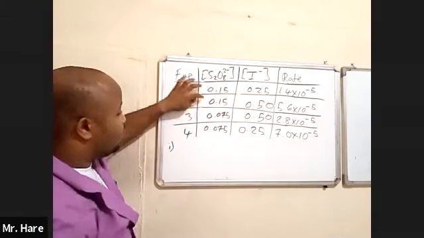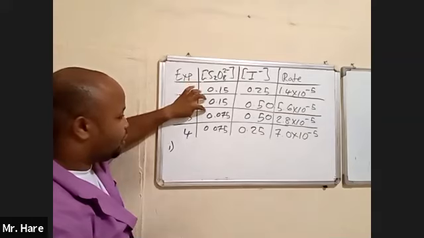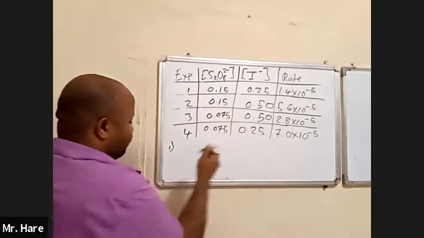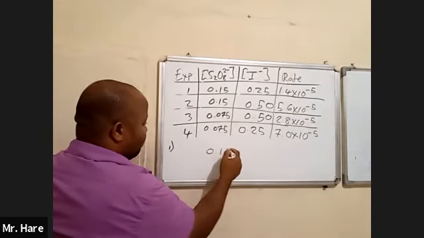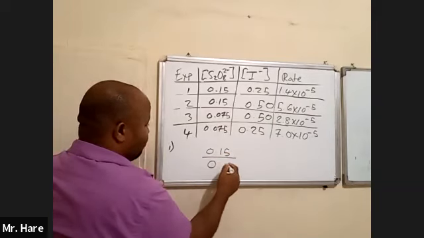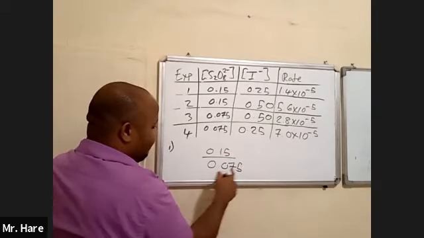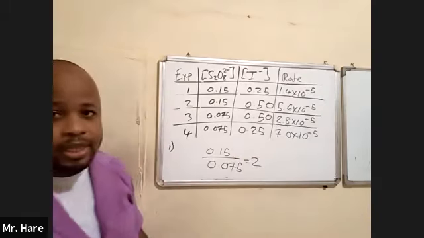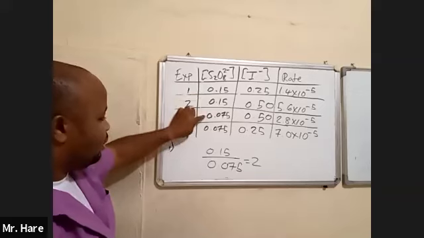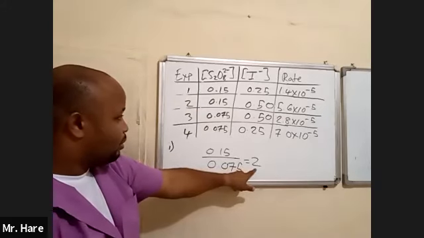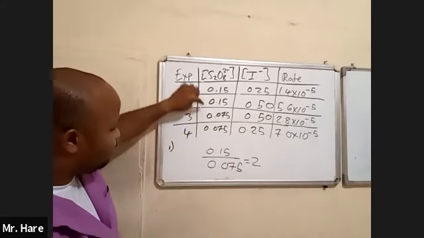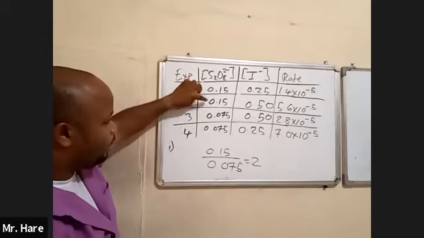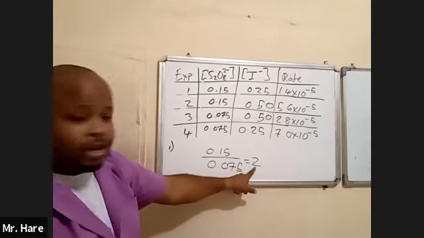Next thing I do, how did the concentration change? One was 0.15, the other was 0.075. That means the concentration changed by a factor of 2. If you look at it from this point, 3 to 2, it doubled. But if you're coming down, it cuts in half. But it changed by a factor of 2.